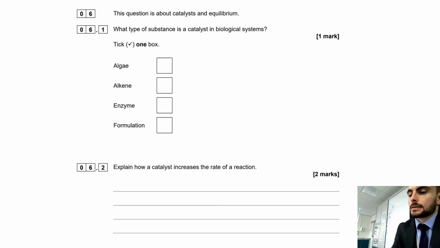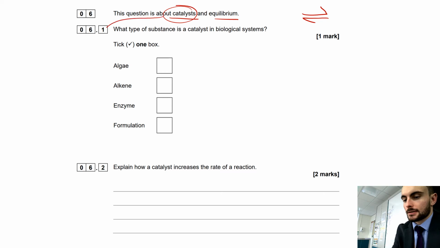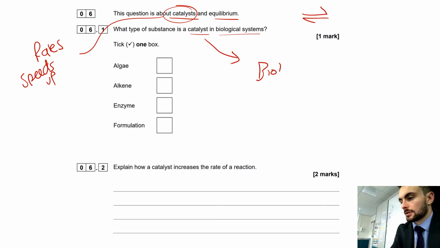This question is about catalysts and equilibrium. As soon as I see the word equilibrium, the first thing that pops into my head is the reversible reaction symbol. Catalysts, what do catalysts do? We're talking about rates, we're talking about speeding up reactions. What type of substance is a catalyst in biological systems? If you can remember the phrase biological catalyst, we can break it apart.